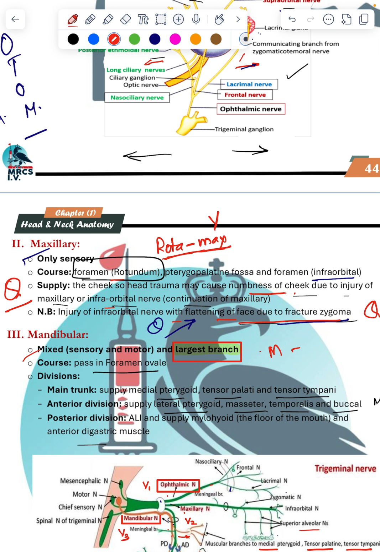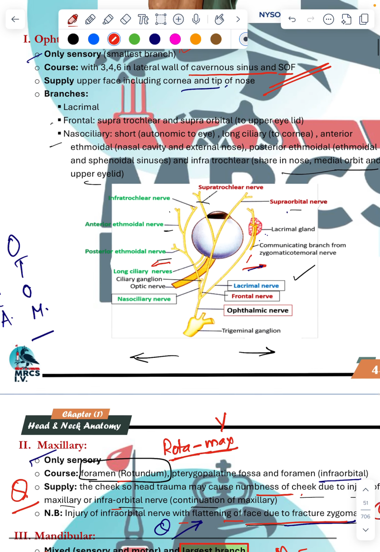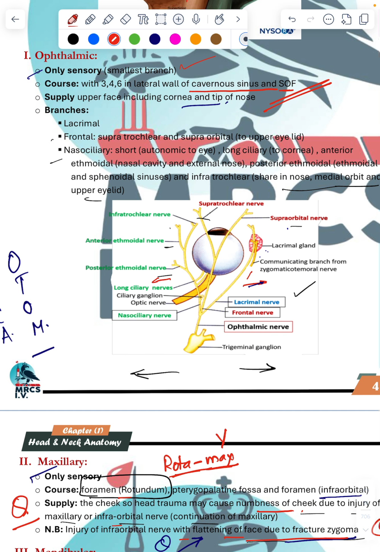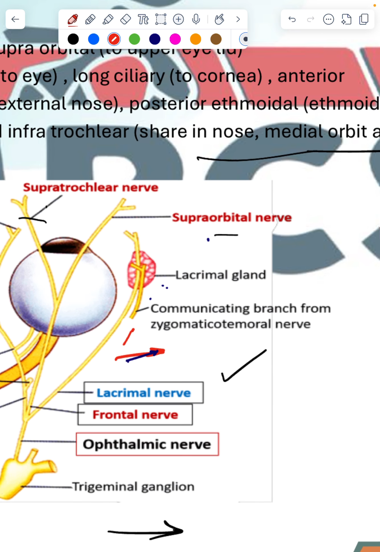Don't get confused. Only the mandibular division has got a mixed part. So it is carrying sensation from the cheek. So with trauma, head injury, numbness on the cheek is due to injury to the maxillary or infraorbital nerve, a continuation of maxillary. Infraorbital, not supraorbital, which is ophthalmic. Infraorbital nerve: flattening of the face due to fracture of the zygoma. So with any injury to the zygomatic bone, a person gets a flat face and loss of sensation. That is the infraorbital nerve, which is a division of the maxillary nerve. Supraorbital is a division of ophthalmic.